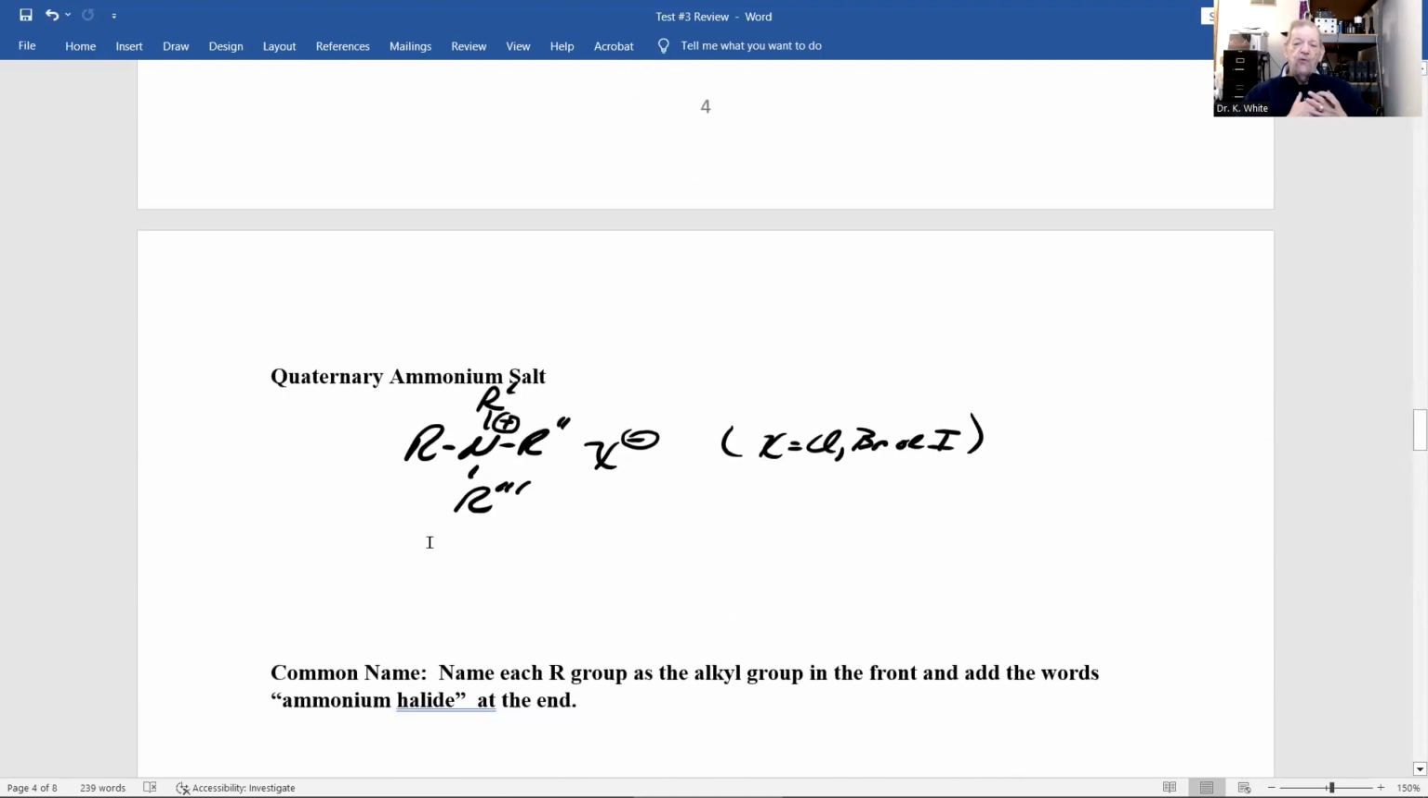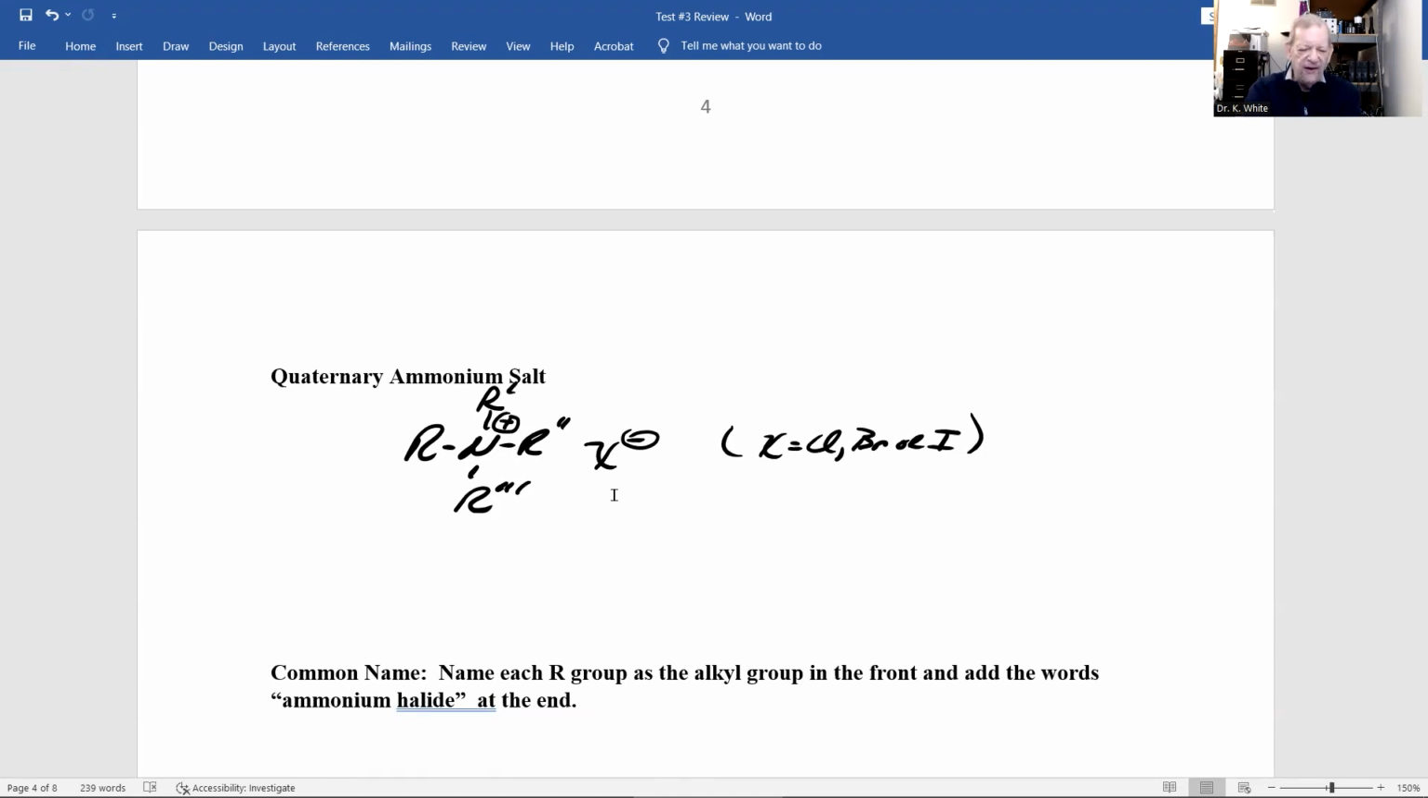Now, something really near and dear to my heart is a quaternary ammonium salt. That's when you have a nitrogen with 4 R groups. It'll have a positive charge. All molecules have a net 0 charge, so we'll have an anion. For this class, I'm sticking to the halogen anions, X minus. There are others I've worked with, but for this class, I'll stick there.